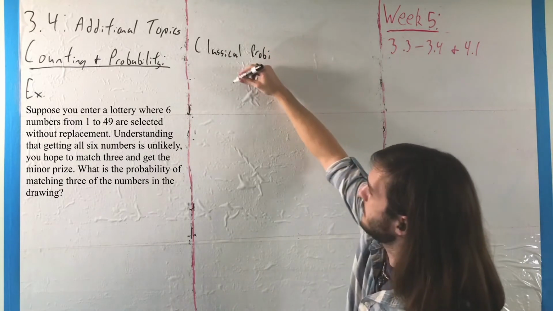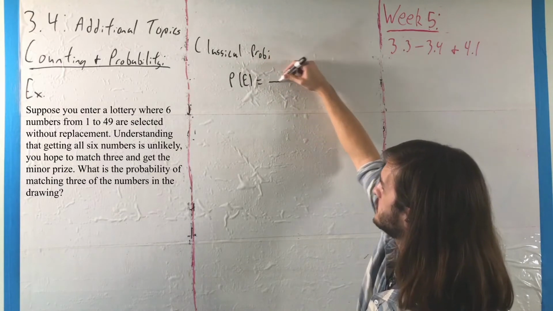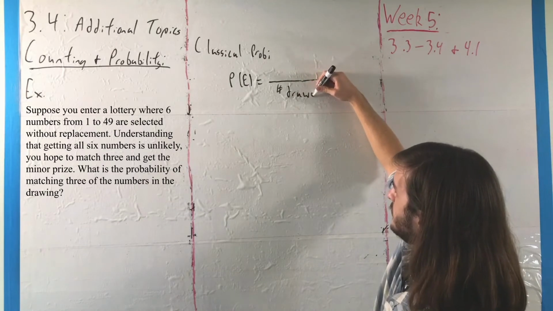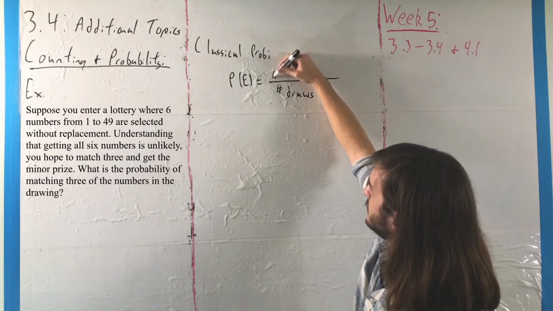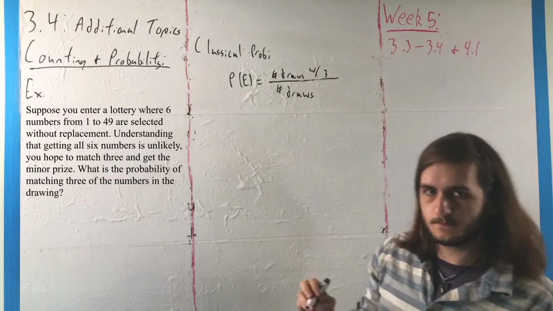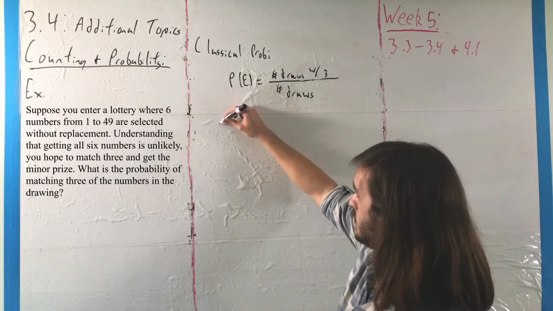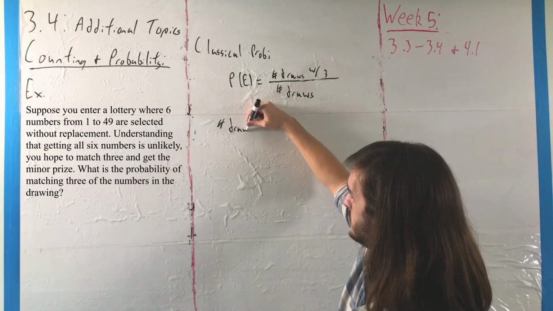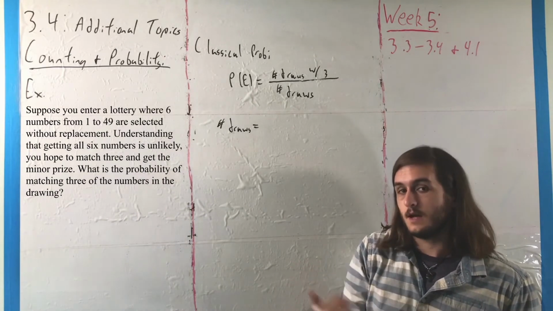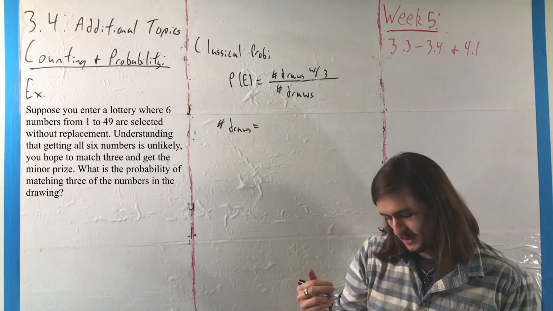Which is to say, when we want to find the probability we're looking for, I'll just say that P(E) is going to be the total number of drawings underneath, the number of draws with 3 matches. That is the number of drawings where you still get the minor prize. And if you want the total number of drawings, well, that's going to come from the combinations here because order doesn't matter with those 6.